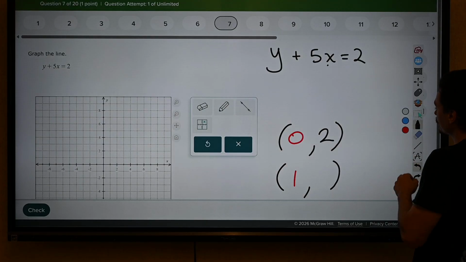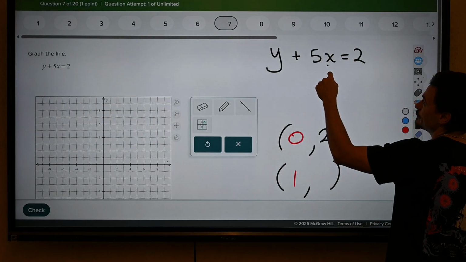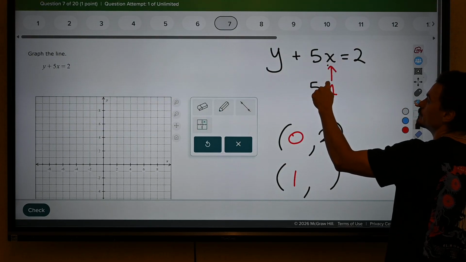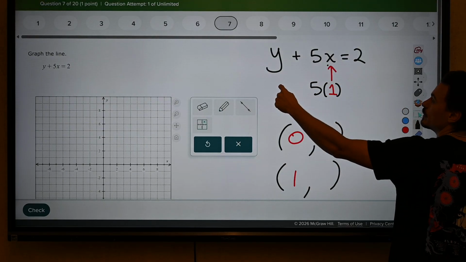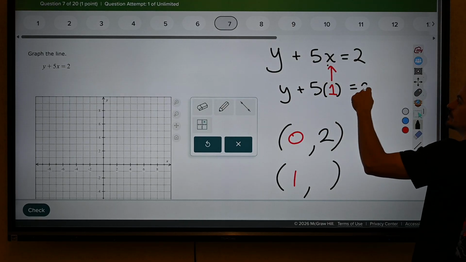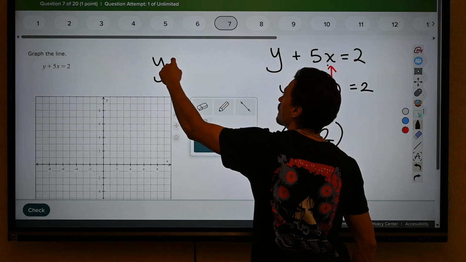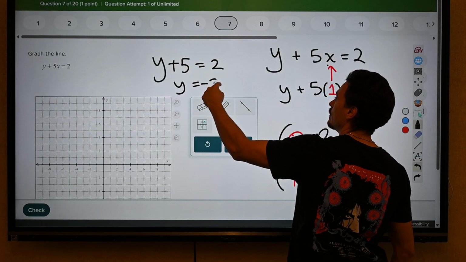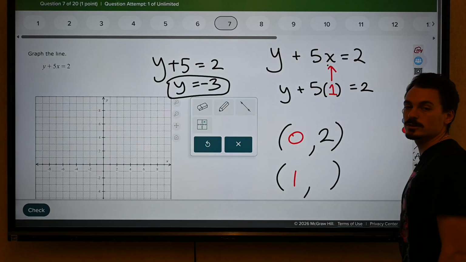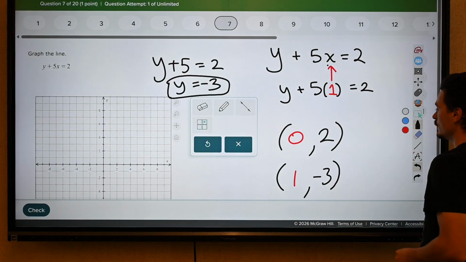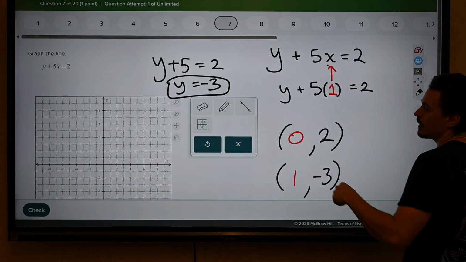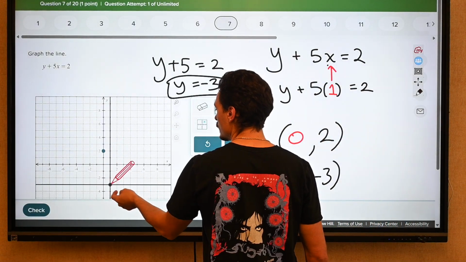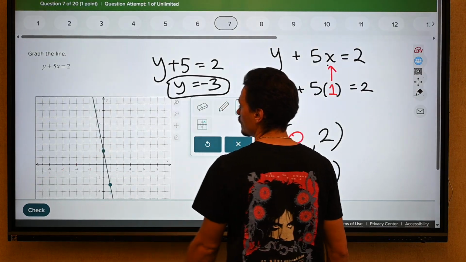Now, if the x was a 1, you do 5 times 1, you get y plus 5 equals 2, which means y is equal to -3. So I had to solve for y. Okay, plot those points. Make your line. Boom, done.